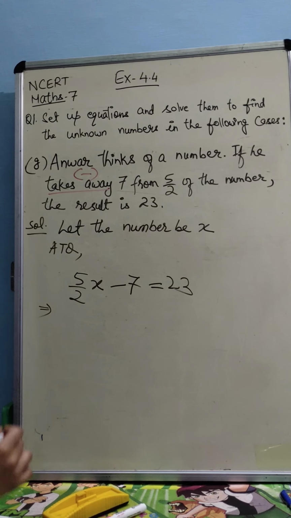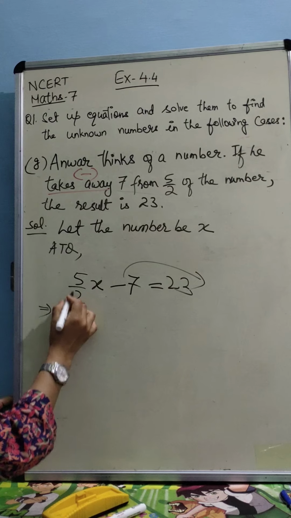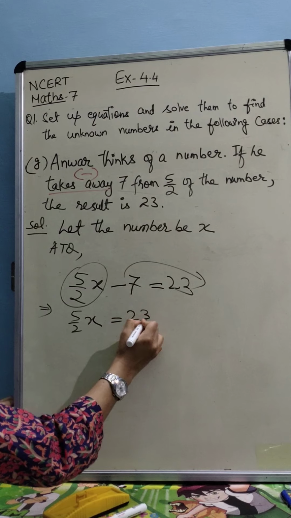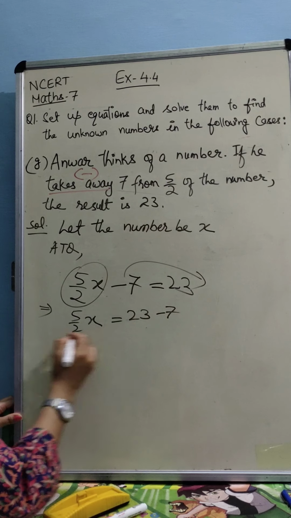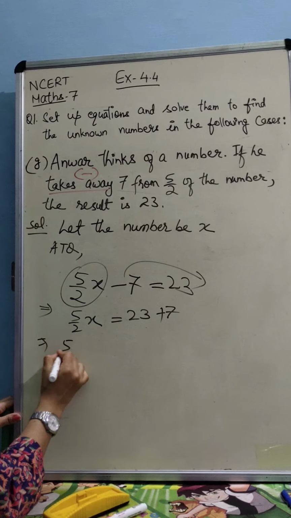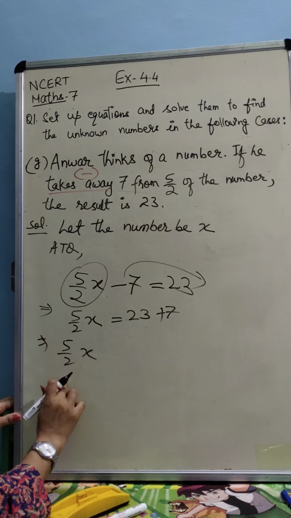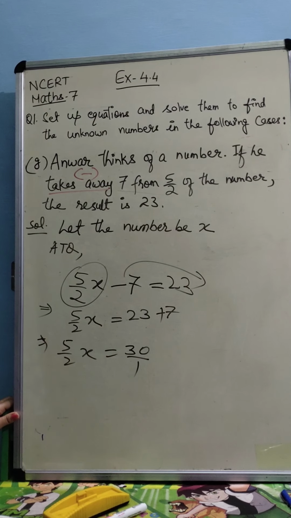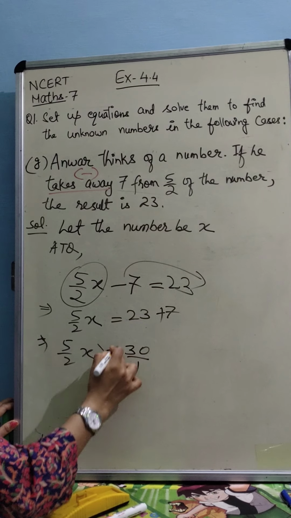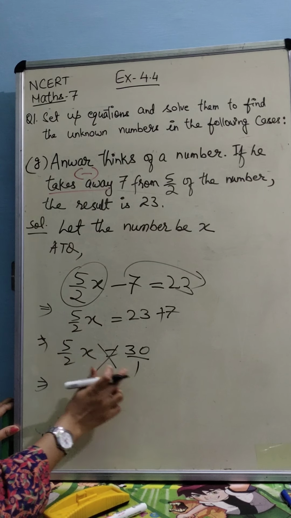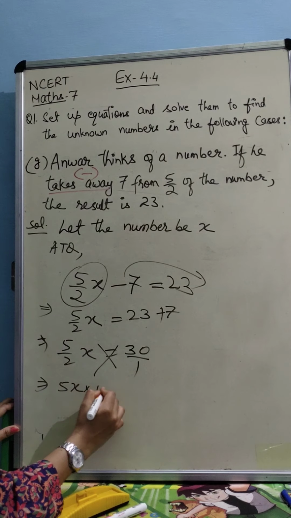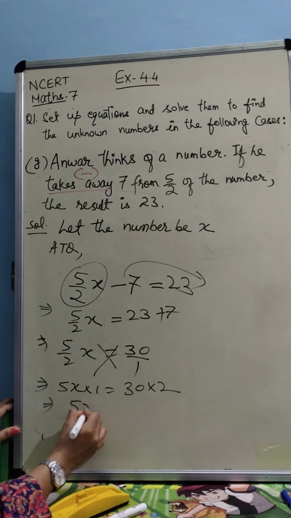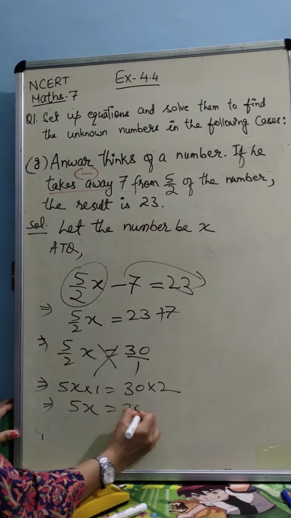Okay. So this will be transposed first of all because this contains x. So 5 by 2x will be as it is. This minus 7 when transposed becomes plus 7. So this implies 5 by 2x is equal to 23 plus 7, is how much? 30. 30 means 30 upon 1. I told you when we have fractions we can use cross multiplication. 5x into 1 is 5x, and 30 into 2. So 5x into 1, 5x is equal to 30 into 2.